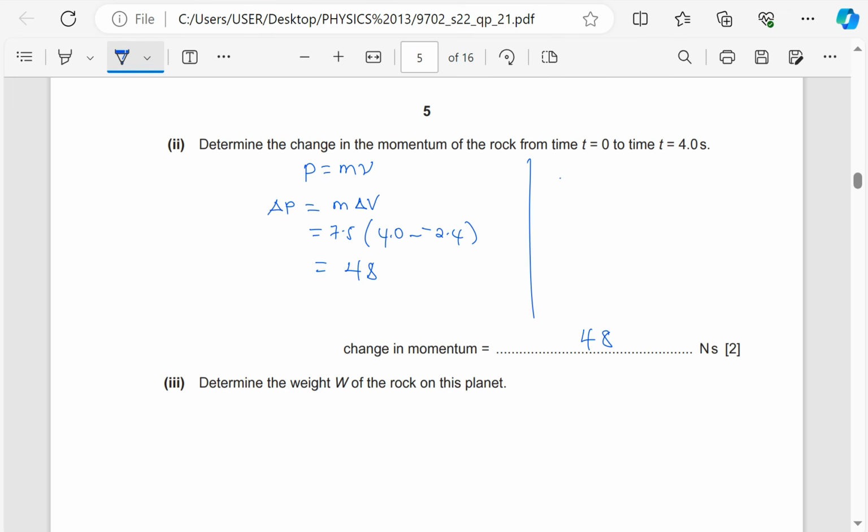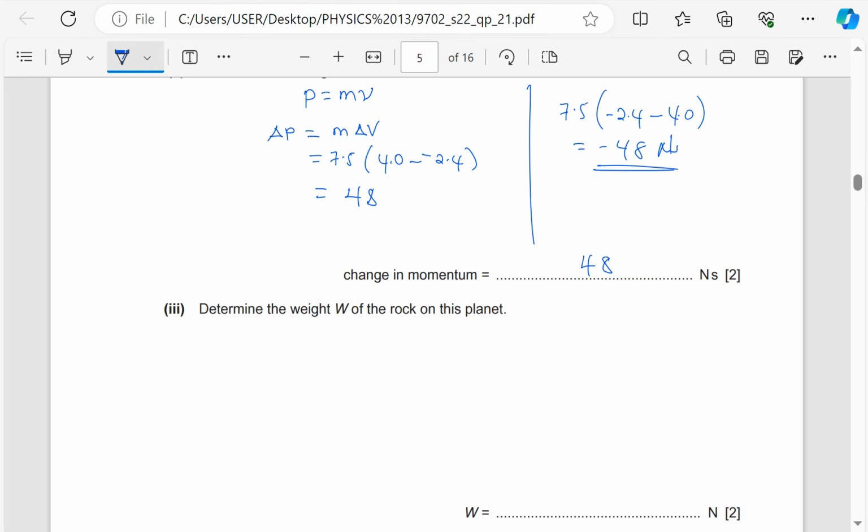Alternatively, you might have done 7.5 into minus 2.4 minus 4.0. That is still a change in momentum. This would give you negative 48 newton seconds. So either you have a negative or a positive, as long as it is a change in momentum. Then determine the weight of the rock on the planet.